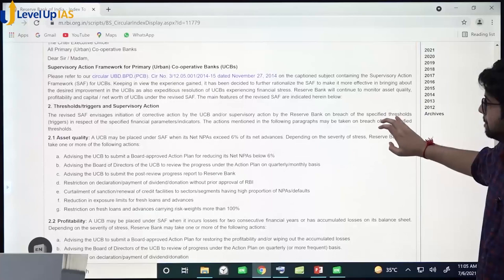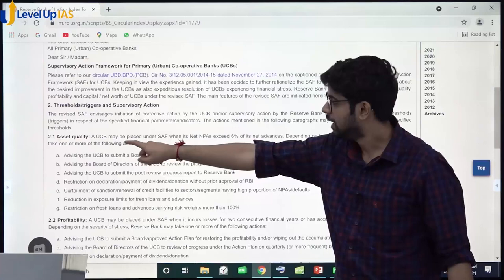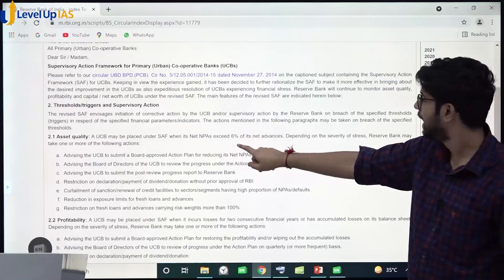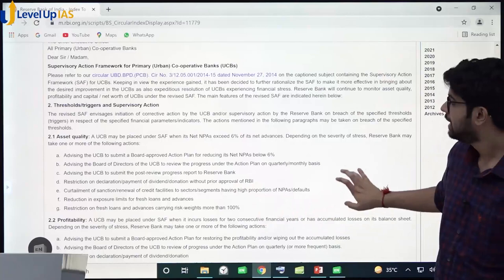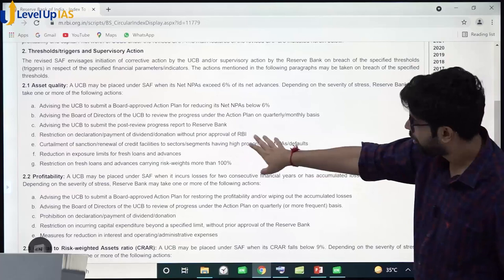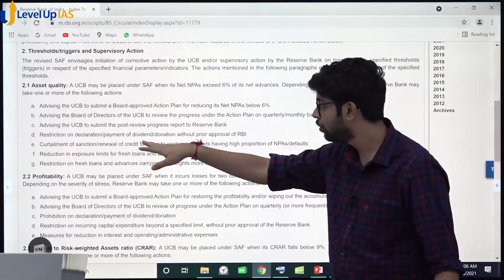Asset quality. An urban cooperative bank may be placed under SAF when its net NPA exceeds 6% of its net advances. Do you know what is net NPA? Loans and advances. Depending on the severity of the stress, Reserve Bank may take one of the following actions. See, what are the actions? Advising the urban cooperative bank to submit a board approval, advising board of directors, advising to submit post-review progress, restriction on payment of dividend, curtailment of new credit, reduction in exposure limits, etc.